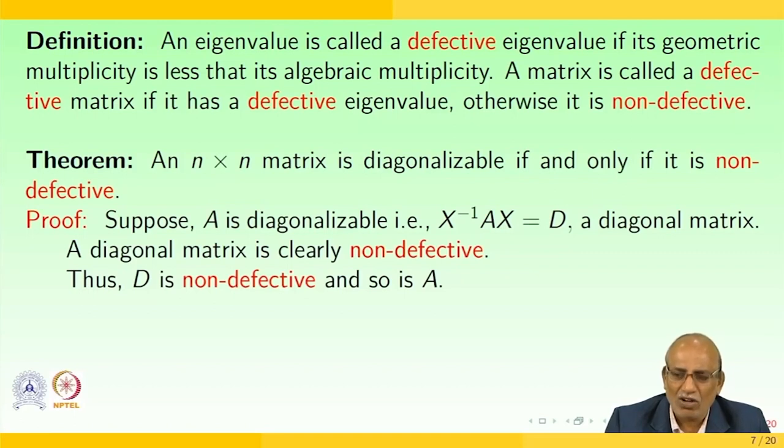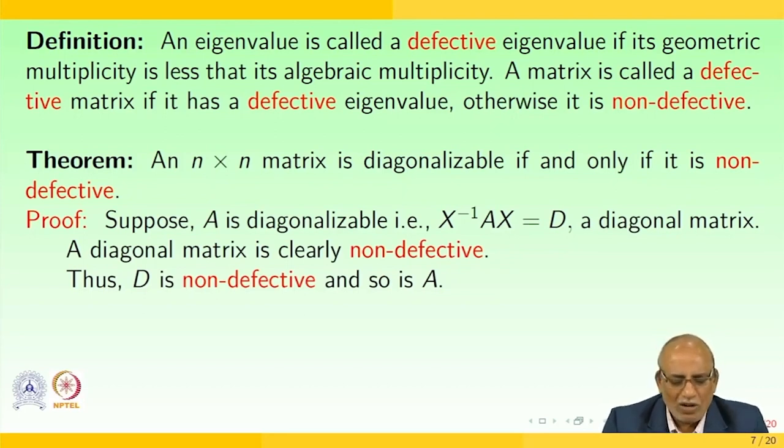Whereas, when you talk about matrix B, it has a defective eigenvalue and it is a defective matrix, because the algebraic multiplicity is 3, whereas the geometric multiplicity is only 1. So, therefore, the geometric multiplicity is less than the algebraic multiplicity. Therefore, it is a defective matrix.